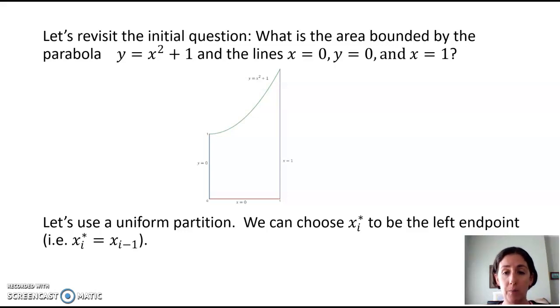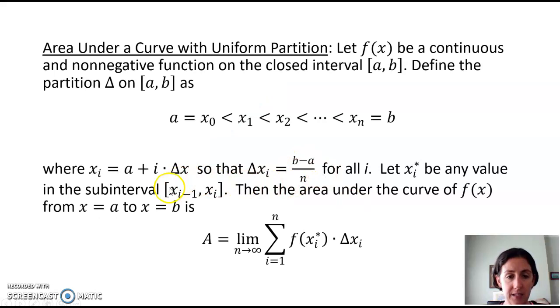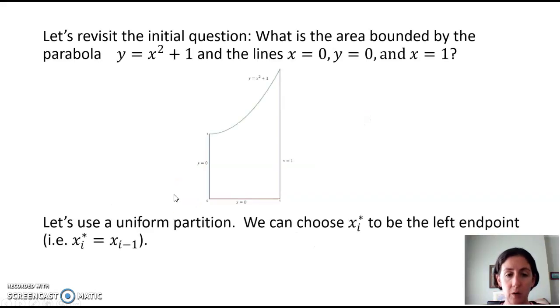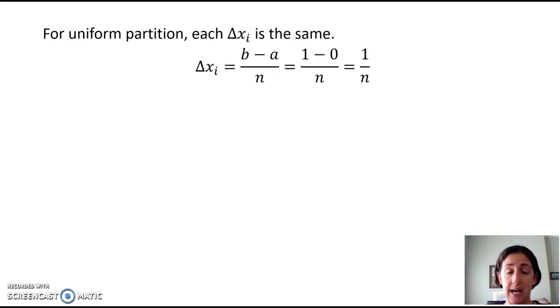We're going to use a uniform partition, and to start, we'll let our x_i star, our sample point in each of the intervals, be the left endpoint. So it'll be the left endpoint of this interval right here. For our uniform partition, each delta x_i is going to be the same, so we can just call it delta x. Find it by (b minus a) over n. Well, our interval is from 0 to 1, right? So it's (1 minus 0) over n, or 1 over n.